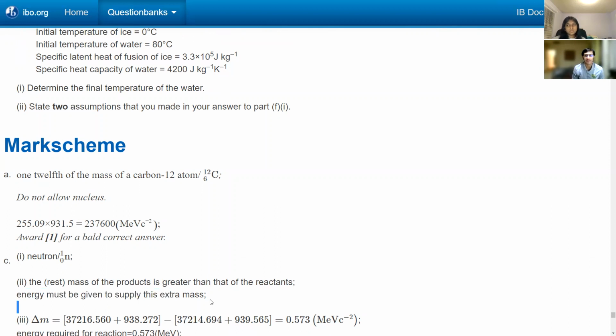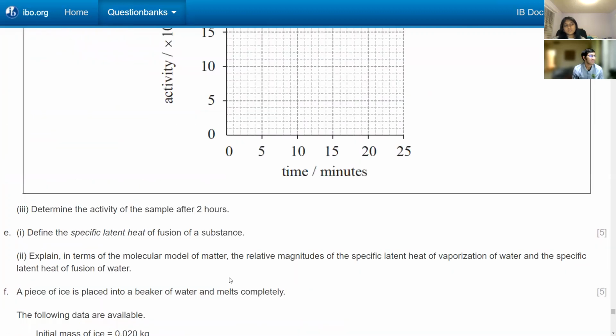I don't know if we would get credit for that. Close enough. I would think so, but you never know. That's pretty much what we said in different words. I feel like they would want you to explicitly say that. So say that. Yeah, maybe. Okay. Rest mass of products is greater than the rest mass.